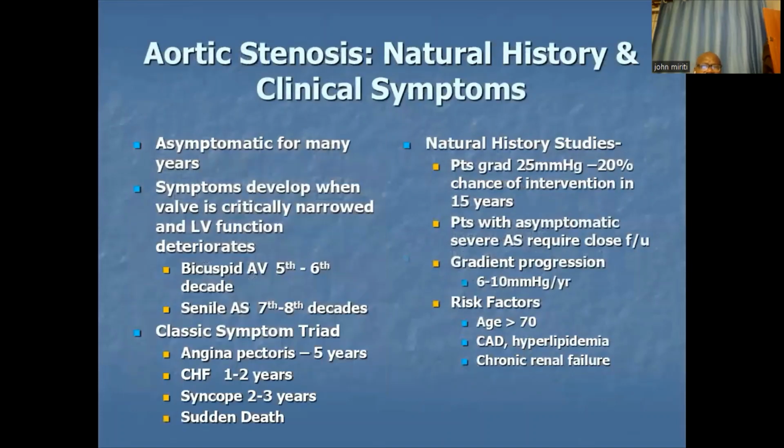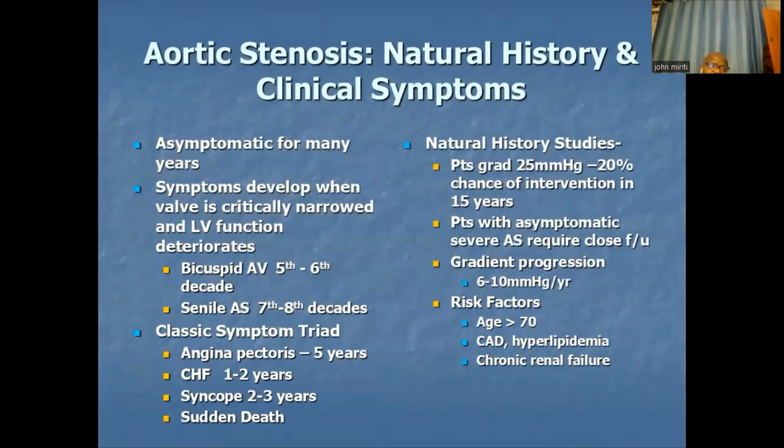So let us look at aortic stenosis, its natural history and clinical symptoms in this type of patient. Most patients with aortic stenosis are asymptomatic for many years. They don't have anything except mild problems on exertion. Symptoms develop when the valve is critically narrowed and left ventricular function deteriorates.